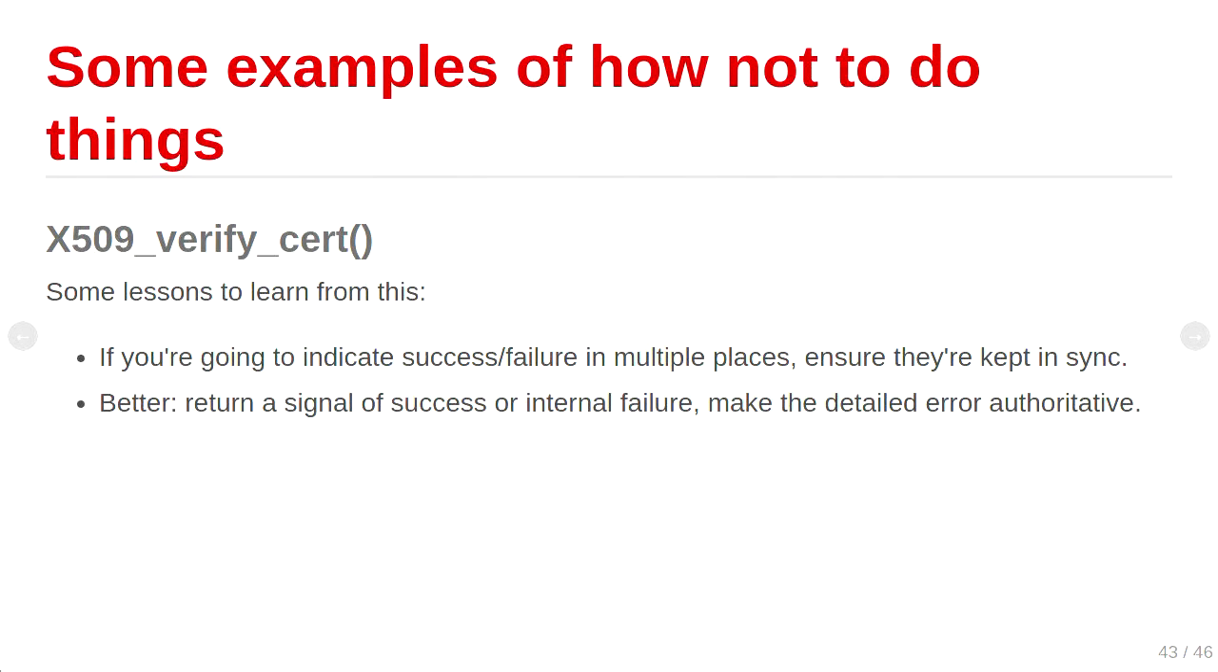Please, if you're going to indicate success and failure in multiple places, make sure you keep them in sync. Better yet, have a function which signals whether the thing worked or didn't, whether we had an internal failure, and then give that one source as being the authoritative source.